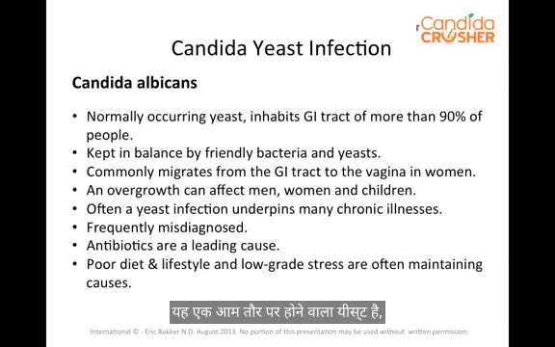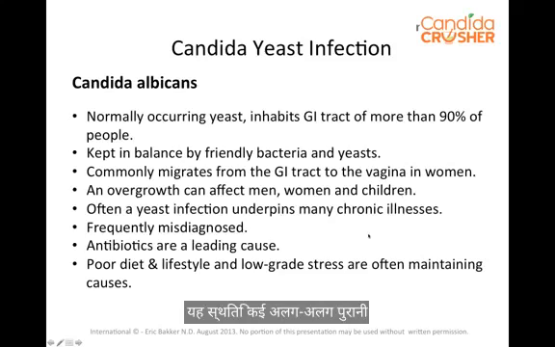So as I mentioned, it's a normally occurring yeast, inhabiting the gastrointestinal tract of more than 90% of people. It's commonly kept in check by beneficial bacteria and other beneficial yeasts. It can migrate quite easily from the rectal area into the vaginal area in women and cause vaginal thrush. This is quite a common occurrence with many women. And the overgrowth can also affect men, women, as well as children.